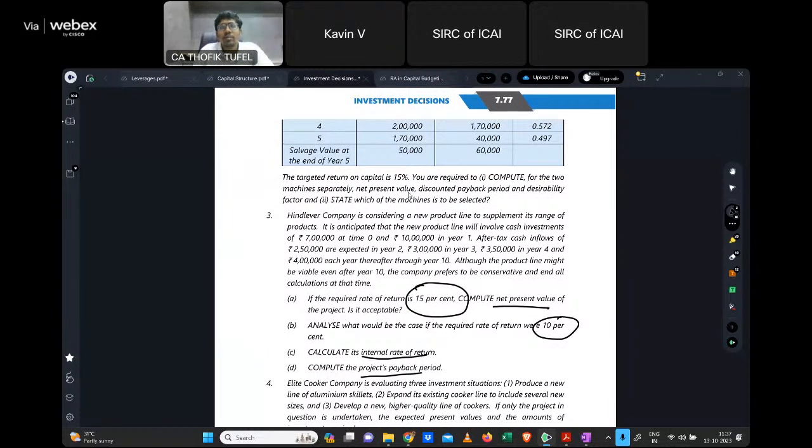Considering a new product line to supplement this range of product, it is anticipated that the new product line will involve a cash investment of 7 lakh rupees at time 0. So if you see 0th year, 7 lakh rupees is outflow. And 10 lakh rupees in year 1. So year 1 also they have an outflow.